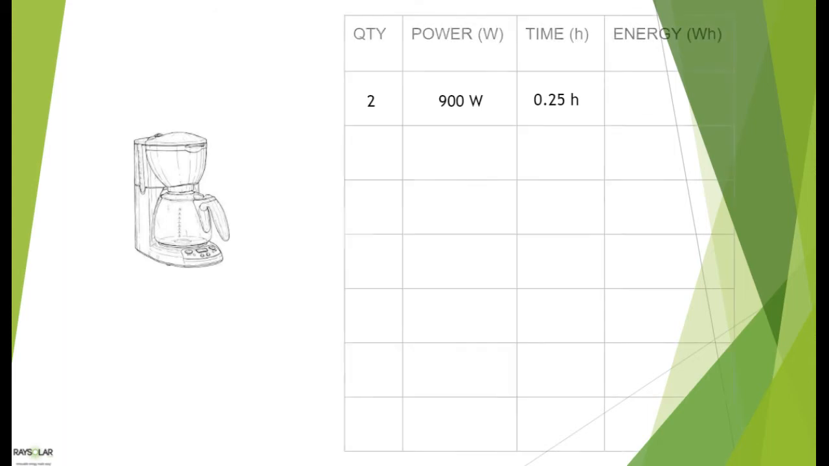Let's say I have my all-important coffee maker, and I plan on making 2 pots of coffee a day. I check the label, and I see that it uses 900 watts of power. I can assume that that full 900 watts of power is used for less than 15 minutes each time the coffee is brewed. I can account for this power and energy consumption by filling out a table like this one. For 2 brews of coffee at 900 watts for 0.25 hours, that's 450 watt-hours.